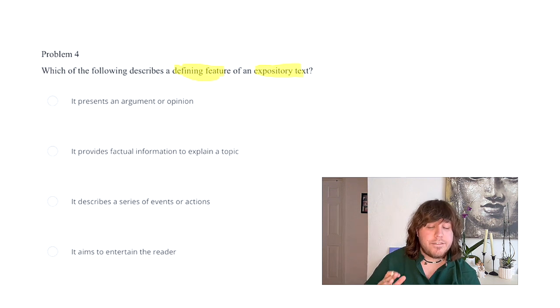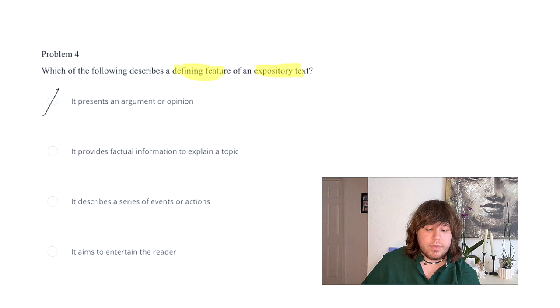A says that a defining feature of an expository text is it presents an argument or opinion. No. Expository texts don't offer opinions. They don't pick sides. That is something you would find in an argumentative text. You got to remember the difference, okay? So we can cross out A.